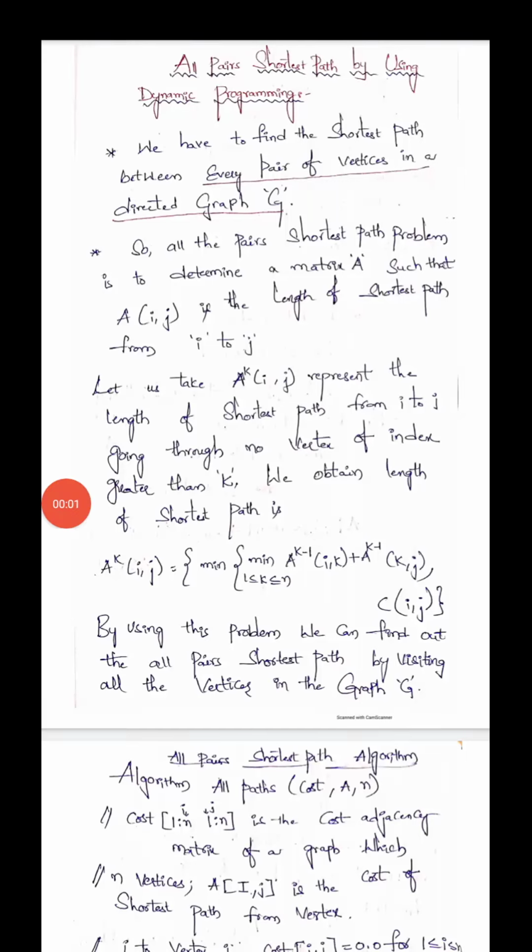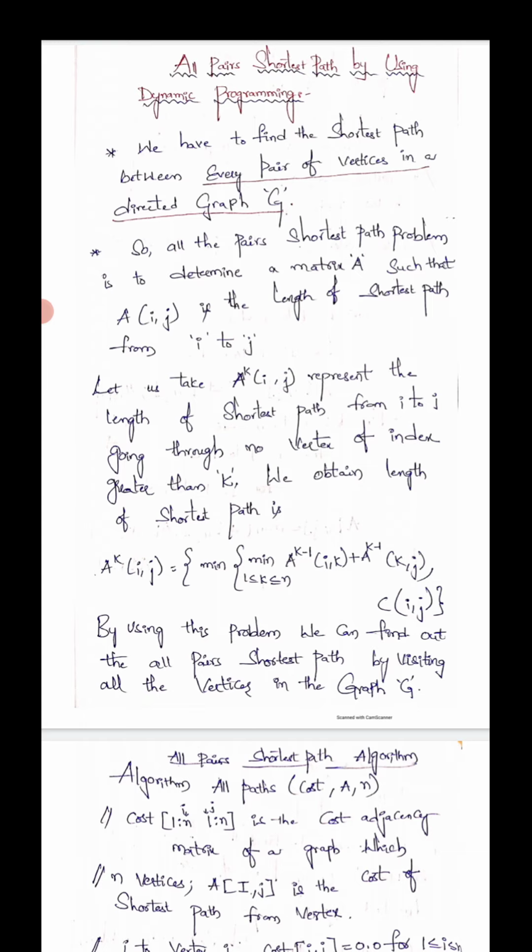Hi students, today we are discussing one of the applications of dynamic programming, that is all pairs shortest path by using the dynamic programming concept. First, we have to find all pairs shortest path. In the sense of all pairs, we need to find the length of the shortest path from the given graph.